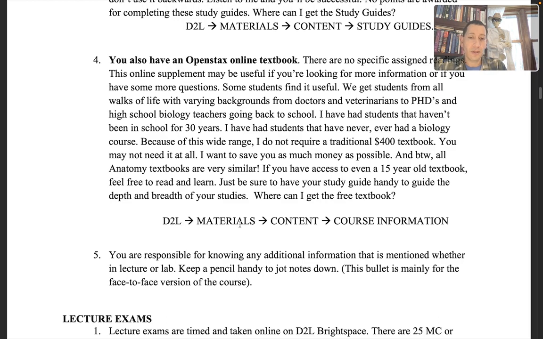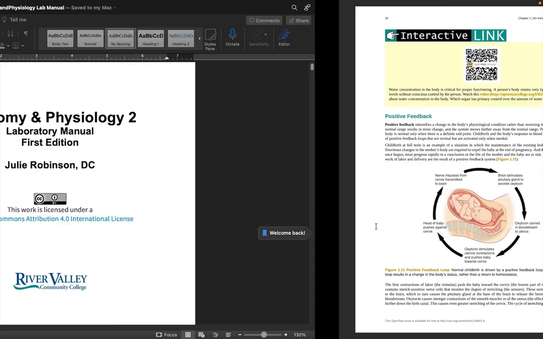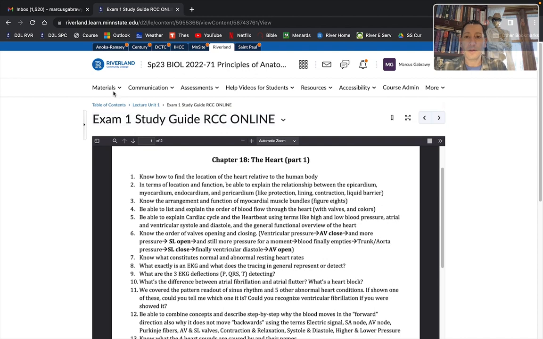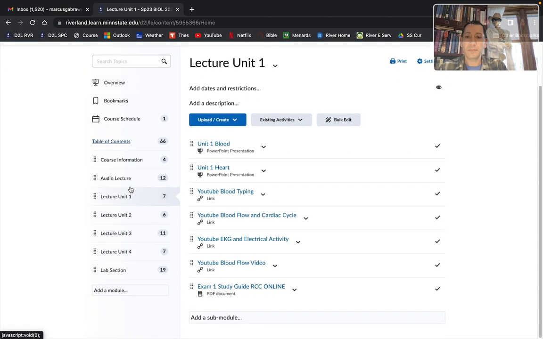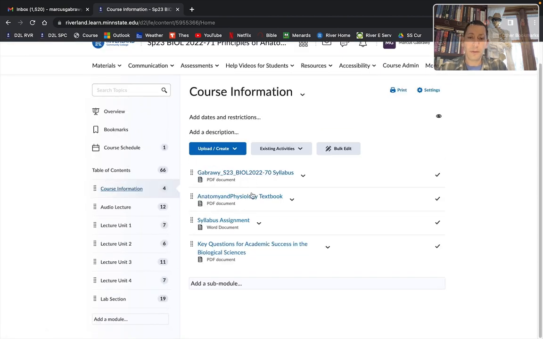You go to D2L, Materials, Content, Course Information, and there it is, Anatomy and Physiology textbook. Here's, by the way, where you find the syllabus, course information, and we also have a syllabus assignment, by the way. Always due a few days after. Pay attention to due dates, and we'll get to that in a second here.